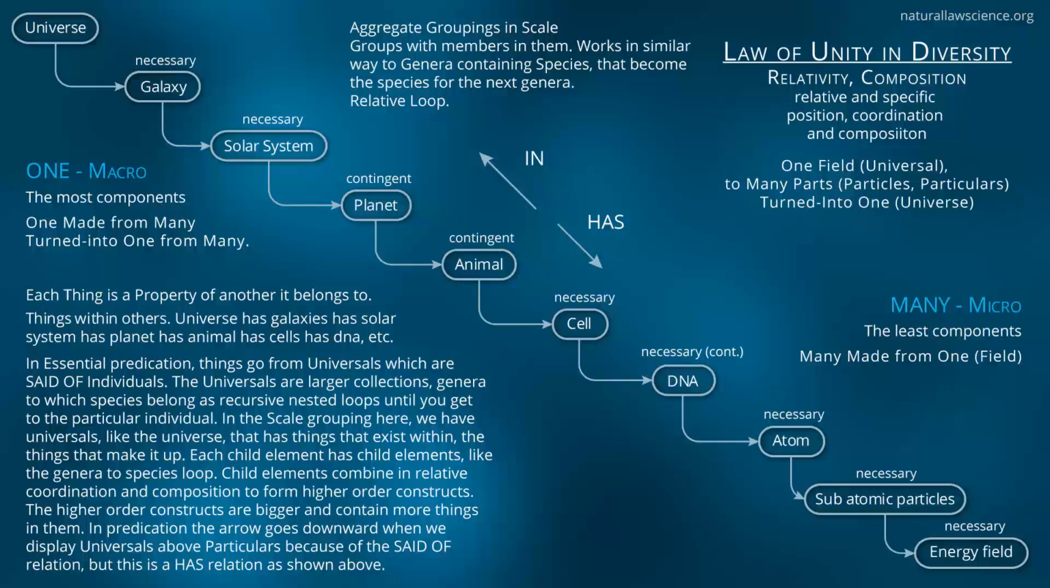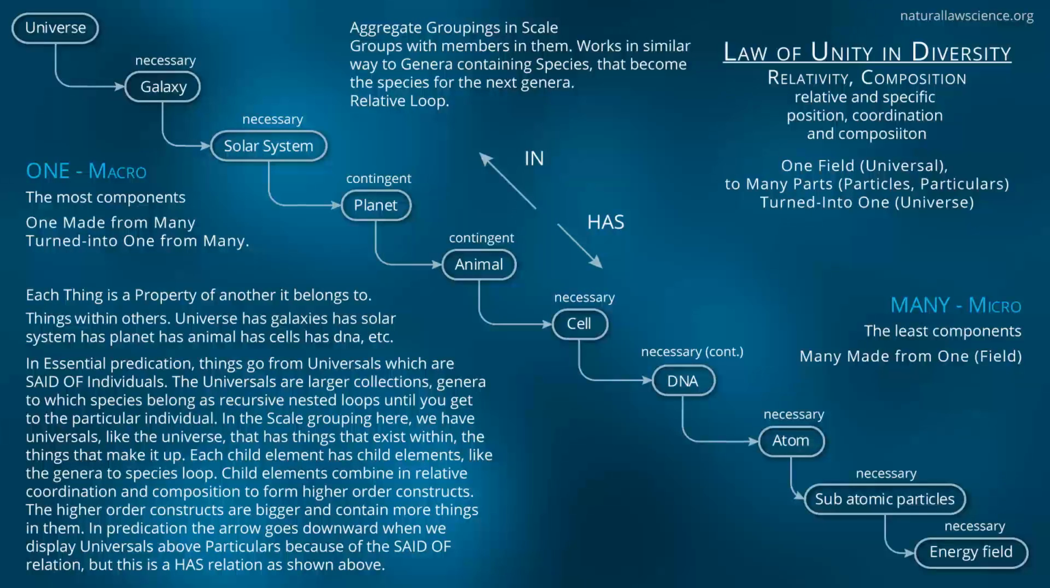That's the essential predication. In the scale grouping here, we have universals like the universe and the field that has things that exist within and the things that make it up. Each child element has child elements. So the parent universe has a child galaxy, but that child galaxy has children, the solar system, which has children, the planet, which has children, animals, etc., etc. So it's just like the species genera loop.